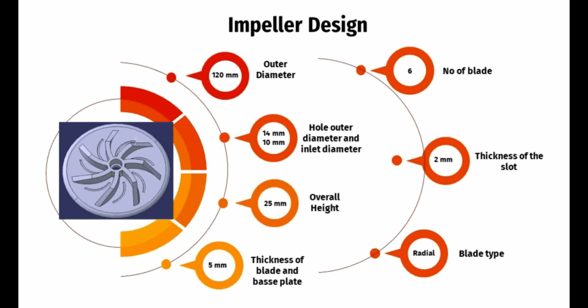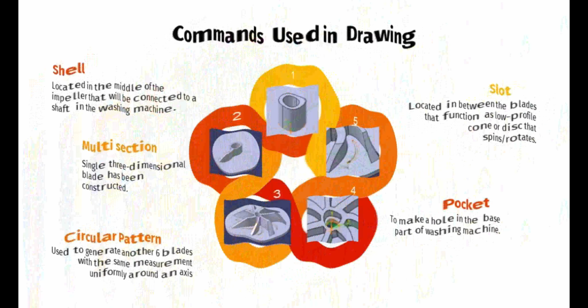So this figure shows the screenshot of the completed impeller modeling in CATIA V5, and these are some specifications of the washing machine impeller that are used in the drawing. Next is the commands used in drawing.